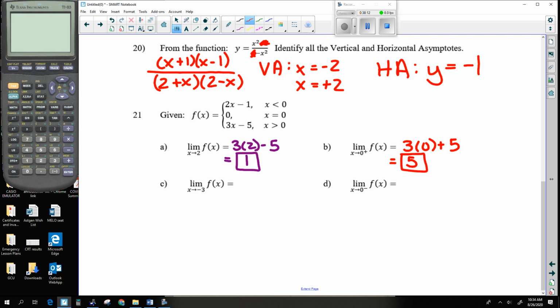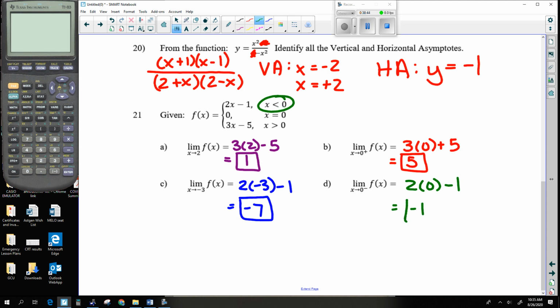Question C, -3. -3 is obviously where x is less than 0. So that would be 2 times -3 minus 1, so this is -7. And last but not least is what is it when 0 from the negative side? So that is when it's a little smaller than 0. That's obviously that top one right there. So that's 2 times 0 minus 1. So this is equal to -1.